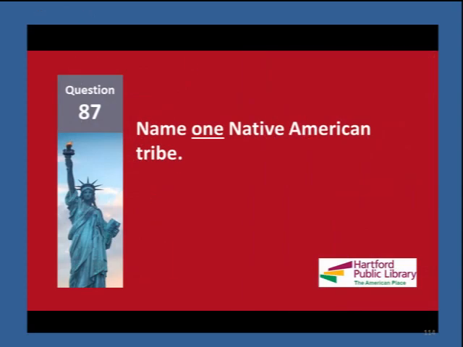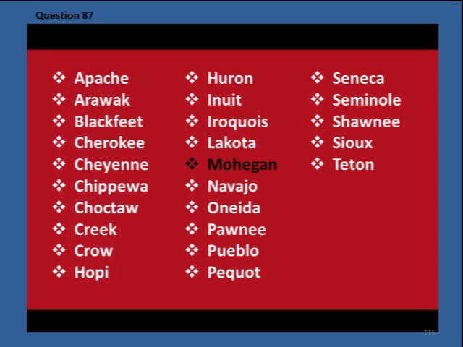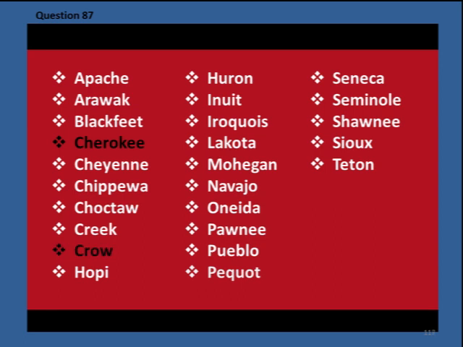Question 87. Name 1 American Indian tribe in the United States. Mohegan. The Mohegan tribe is one of the largest tribes in Connecticut. This slide has the names of 25 American Indian tribes, including 3 others mentioned in this lesson: the Cherokee, the Crow, and another Connecticut tribe, the Pequot.